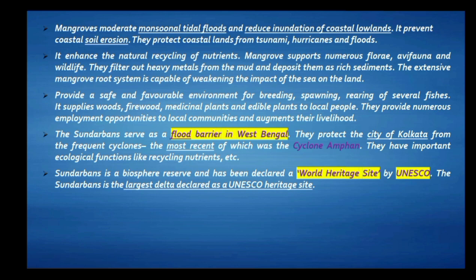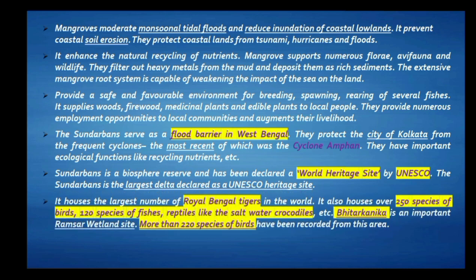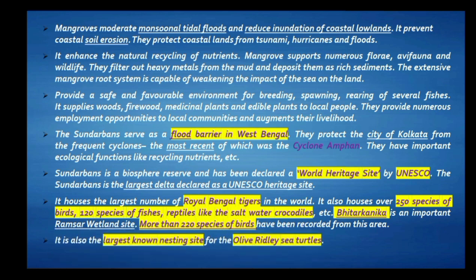The Sundarban is the largest delta declared as a UNESCO Heritage Site. It houses the largest number of Royal Bengal tigers in the world. It also houses over 250 species of birds, 120 species of fishes, and reptiles like the saltwater crocodile, etc. Bhitarkanika is an important Ramsar wetland site. More than 220 species of birds have been recorded from this area. It is also the largest known nesting site for the olive Ridley sea turtles.